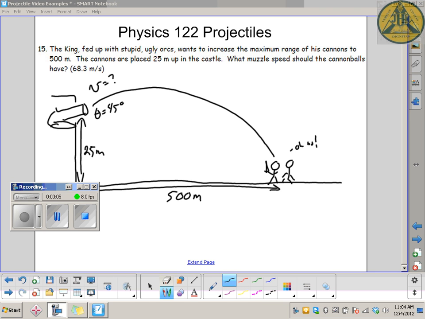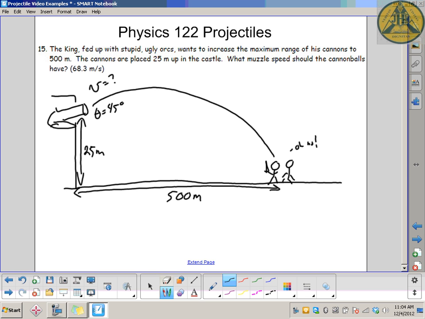Alright, got a secret for you this time. Whoa, okay, oh, it's not a very good secret. It's about shooting orcs from a cannon. It's question 15 from your worksheet. Hopefully you're in grade 12 physics watching this. Hopefully you're watching it, period, I suppose.